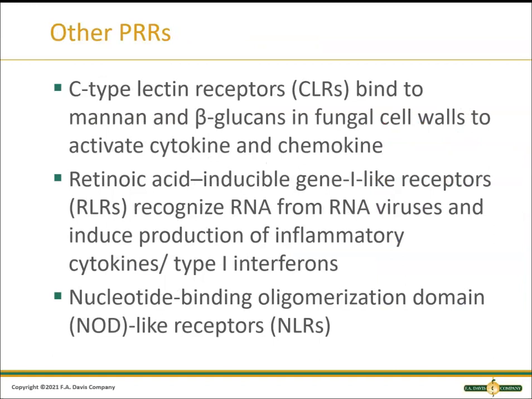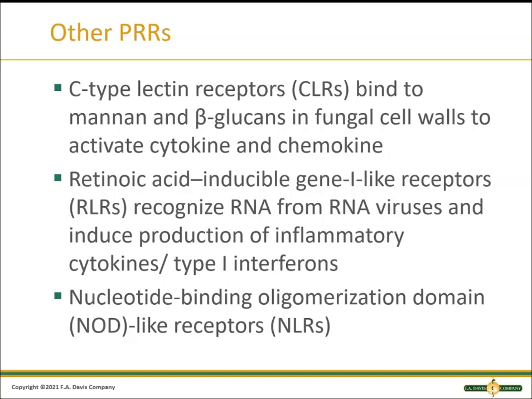So other PRRs that are out there are called C-type lectin receptors, which are the CLRs. These actually bind to mannan and beta-glucans, and they're particular to the fungal cell wall. So they'll activate cytokines, chemical talkative reagents, soluble substances. The RLRs, retinoic acid inducible gene I-like receptors, now you know why we call them RLRs, actually recognize RNA from RNA viruses. So they're specific for that. That's how I sort of remember it. RLRs are for RNA. And they will induce the cytokines and a type 1 interferon. Interferon is another type of cytokine. In other words, it's a chemical that our body produces so it can talk to other cells and say, hey, you need to do something.